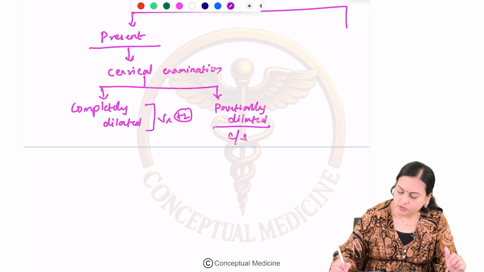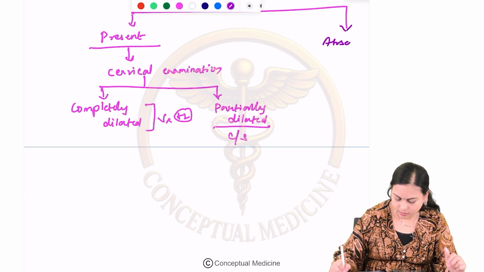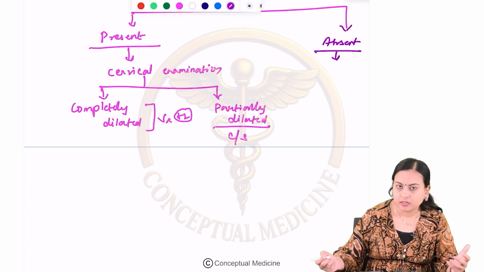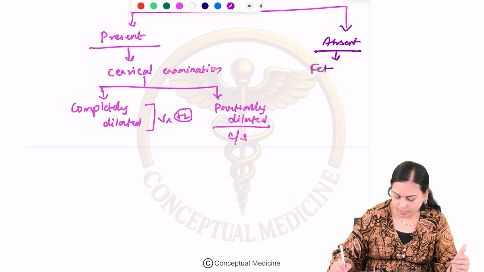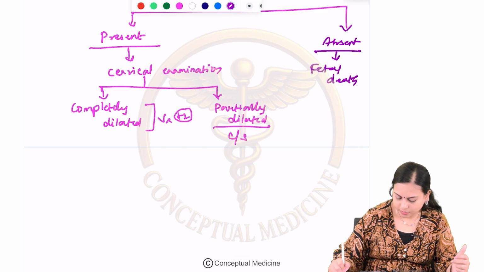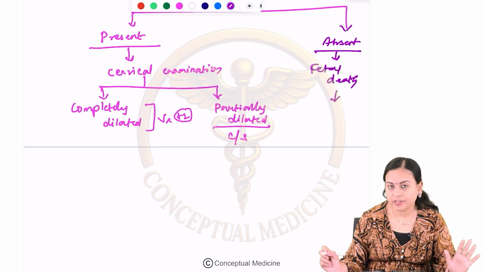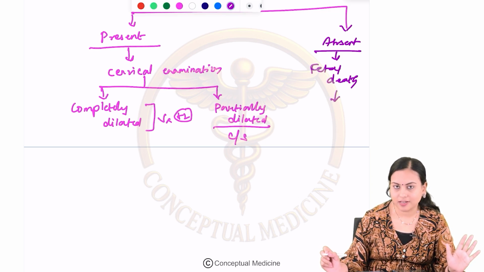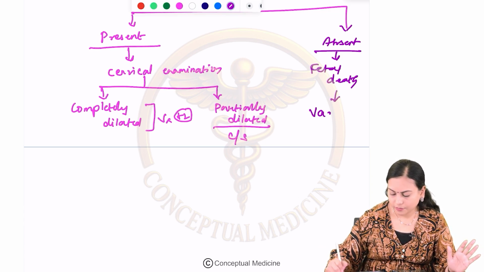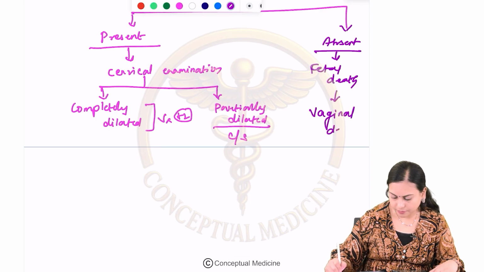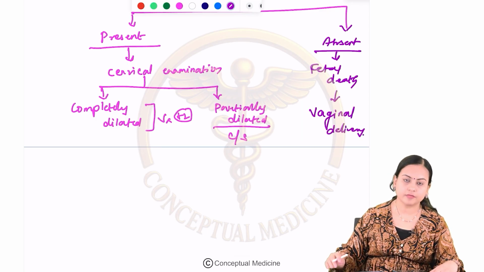Suppose the cord pulsations are absent, then that means there can be fetal death even. So, in that case, don't rush to do a cesarean section for the mother unnecessarily. You have to wait for vaginal delivery. Clear? Right.